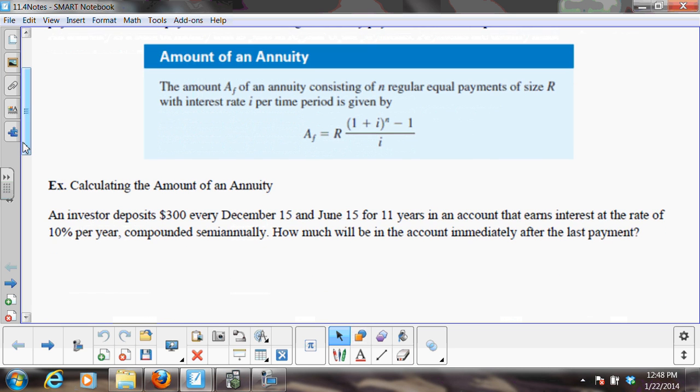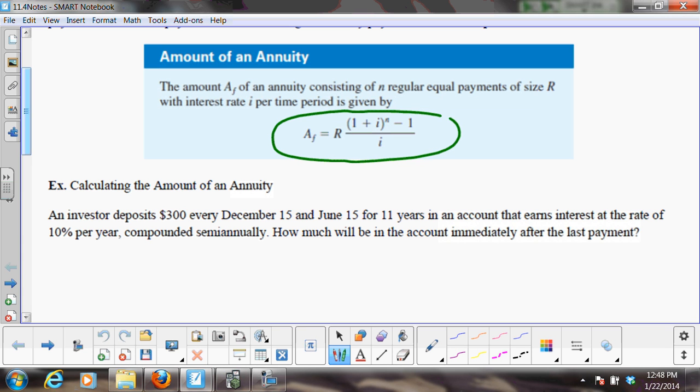Here's our formula. You'll be given these formulas on the test and stuff. You should write them down on your note card. That's what you should really do.